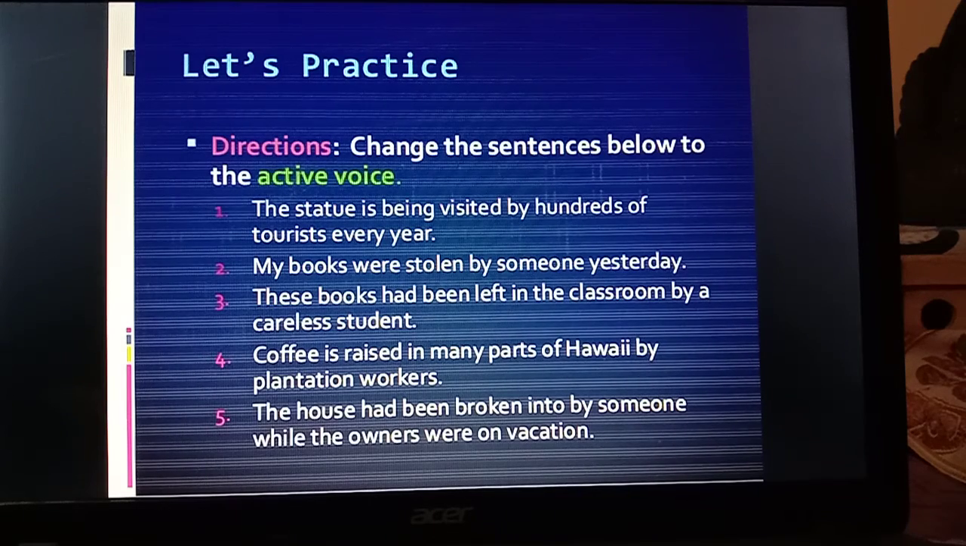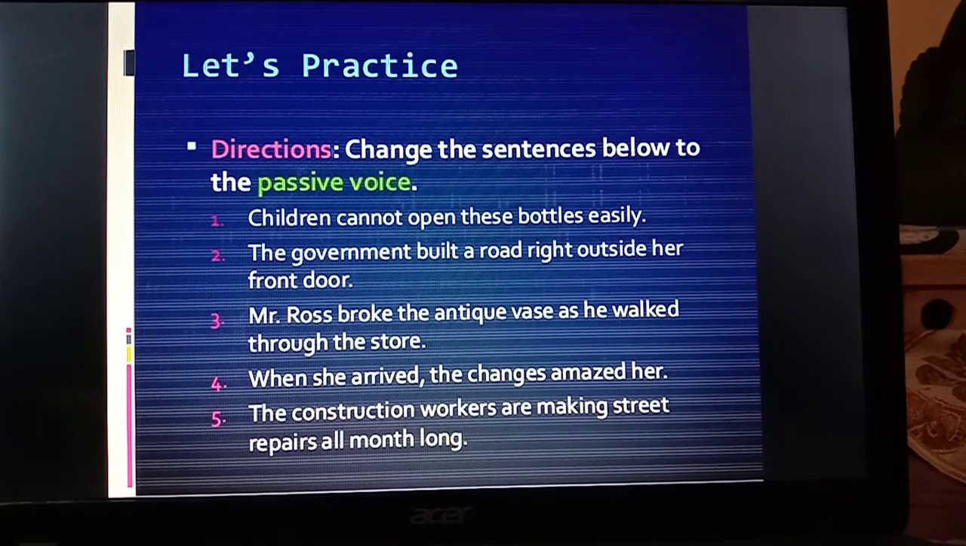Now see the direction: how to change the sentences below to the passive voice. Children cannot open these bottles easily. So we have to interchange the subject. Children here is the subject and it will become the object, and bottles is used here as the object. So bottles will be placed as the subject. So: the bottles cannot be opened easily by the children.